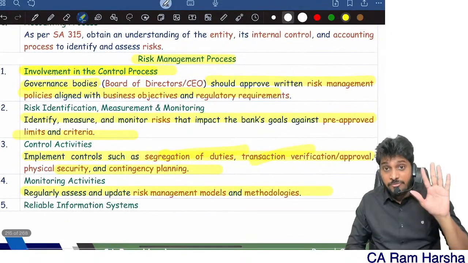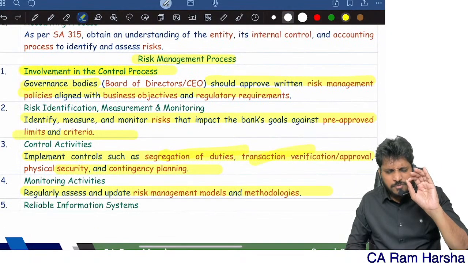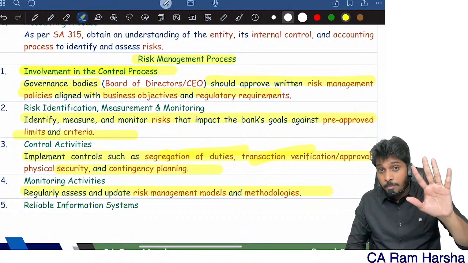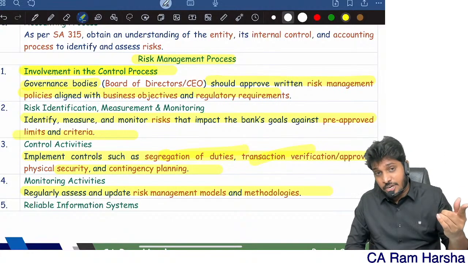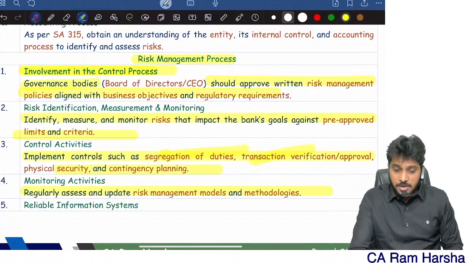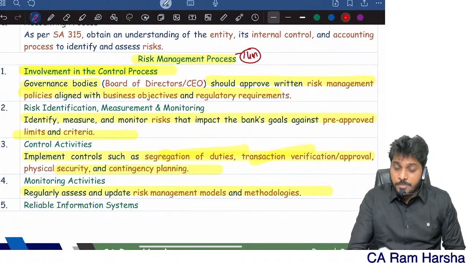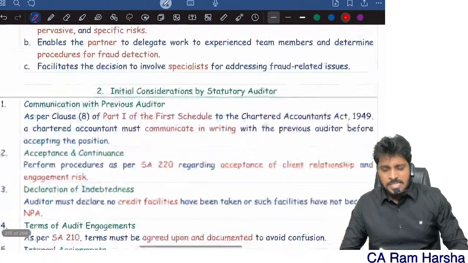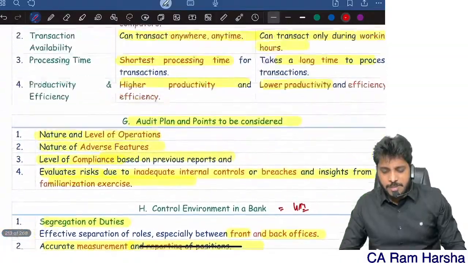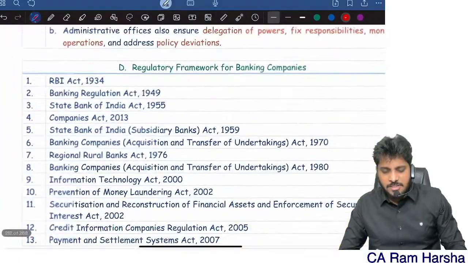These are nothing but the 5 elements of the control system. Internal control system has 5 components, right? Only here they named it in a different way. That's it. This itself was asked once as a 4 marks question previously, long ago. There is no other question which is important in bank audit. Everything is covered.